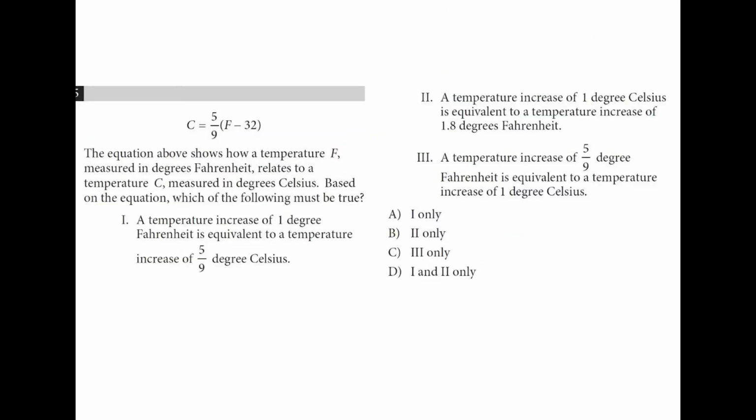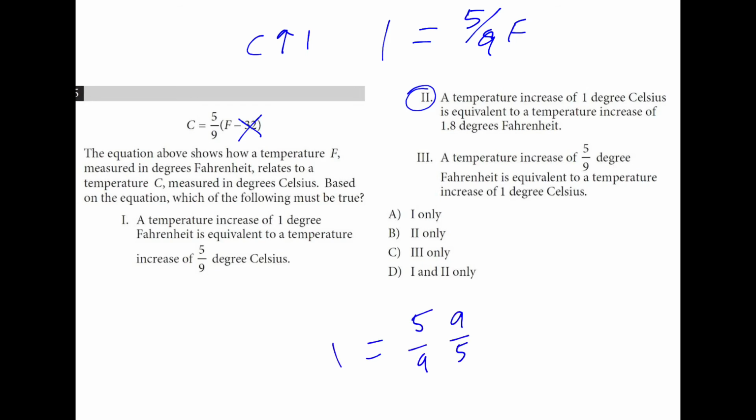To solve for the second one, I want Celsius to go up 1, so I have 5/9 F is equal to 1. I can ignore the constant, we're just paying attention to the slope. What can I plug in to make this true? Well, it turns out 9/5 times 5/9 is equal to 1. So the answer is 9/5. If I was to simplify that to a decimal, that's 1.8. So this one checks out as well.